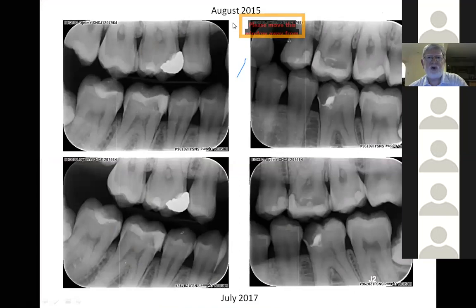Here she is, August 2015, July, 2 years later. Exactly the same. There was no caries. She had no symptoms. Clinically, everything looked absolutely fine. She was a regular attender. All that happened was that whoever did the lovely work had used radiolucent liners, GIC, radiolucent.